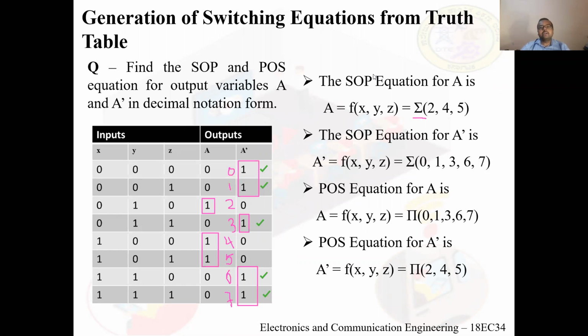Now, how do you write the POS now? The POS is nothing but it is 0. Now look for zeros here. 0 here, 0 here, and 0 here.